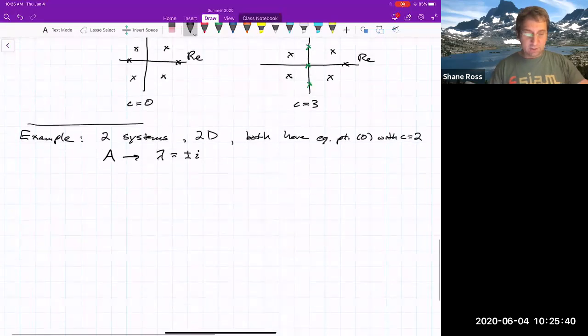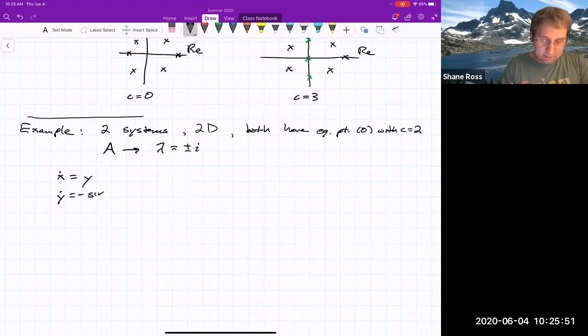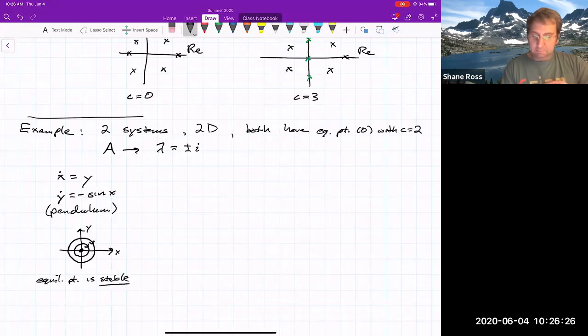And here are the two systems. The first one is the pendulum, but written in first order form. So x dot equals y, y dot equals negative sine x. So this is the pendulum. And we all probably know what the phase space looks like near the origin of the pendulum. So there's our fixed point, and around it you have closed orbits. So that means the equilibrium point is stable because all points near it stay near it, so there's no departure away.